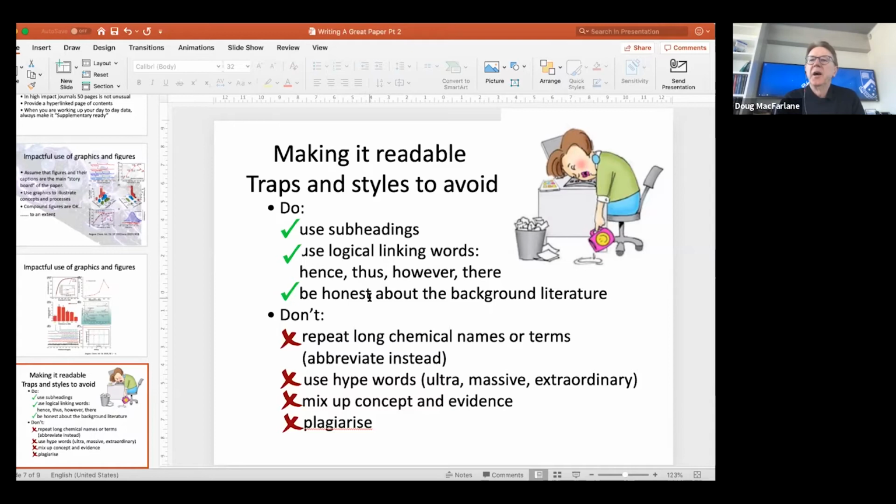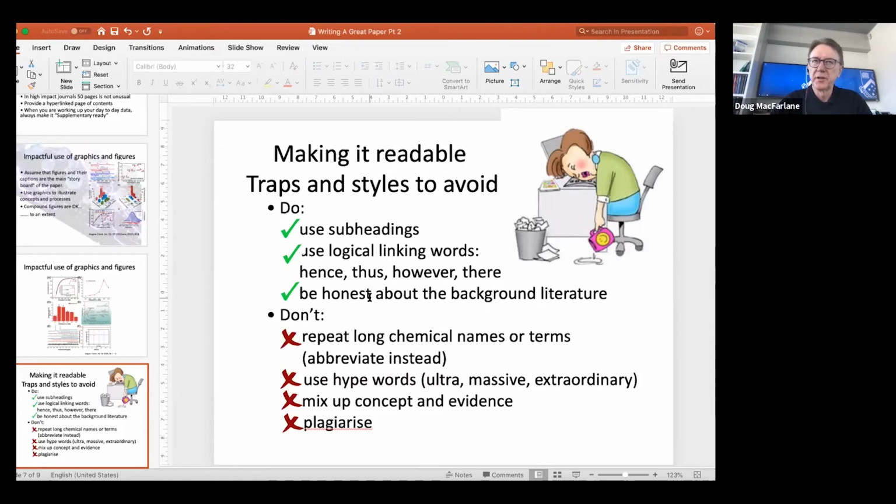Don't use hype words. Maybe it's just me, but I find these extremely irritating because it tells me that the writer is more interested in selling their work than in describing it honestly. Most of us have read papers with words like ultra and massive and extraordinary, where you're thinking, well, it's not that ultra, and it's not really that extraordinary. So unless you've got something that is genuinely, completely unexpected, I don't think those words are useful.